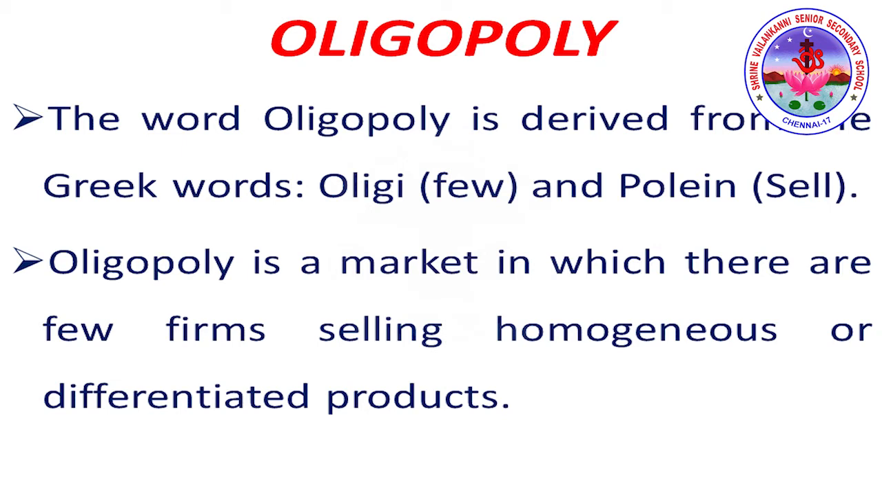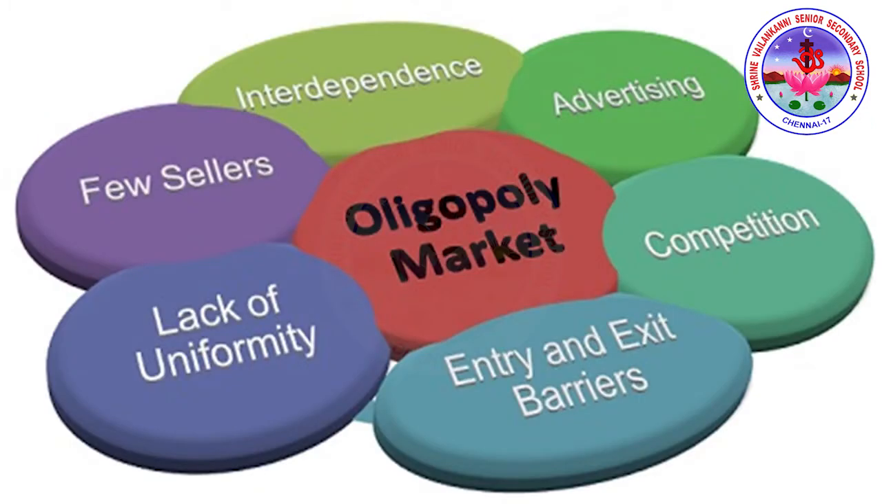There are few sellers in the market, and every seller influences and is influenced by the behavior of other firms. For example, in India, the markets for automobiles, cement, steel, aluminium, etc. are examples of oligopolistic markets, and in all these markets there are few firms for each particular product. Features of oligopoly market: few sellers, interdependence, advertising, competition, entry and exit barriers, lack of uniformity.